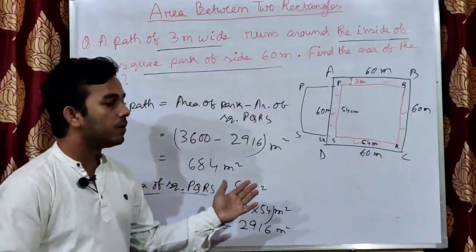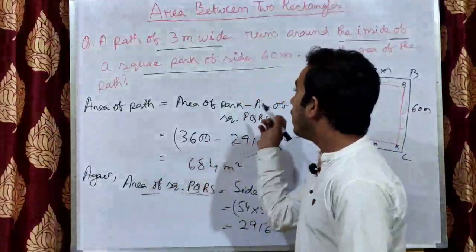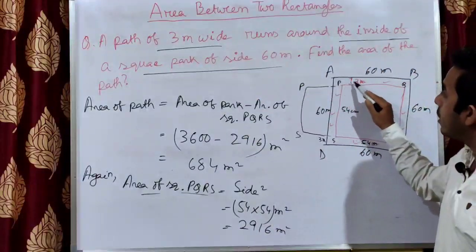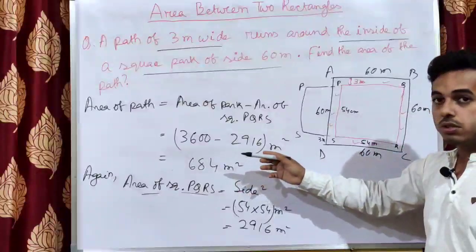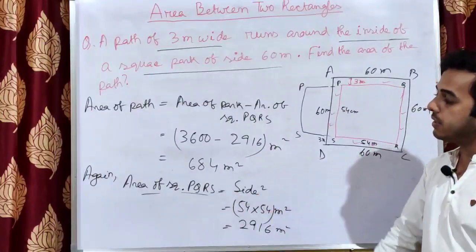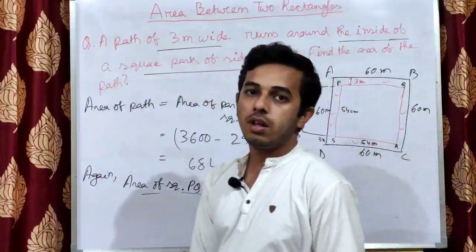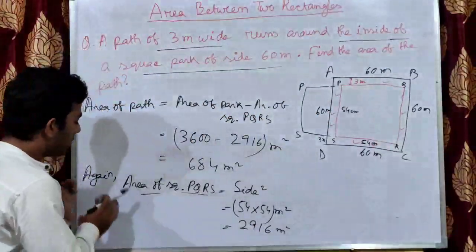This 684 meter square is equal to the area of the path. Right? That means the total area of the path is 684. I hope you have understood.